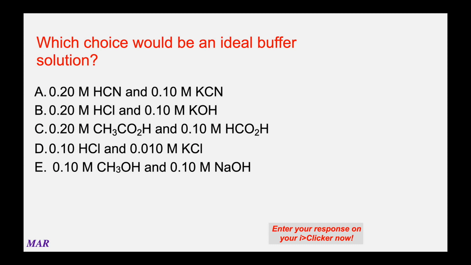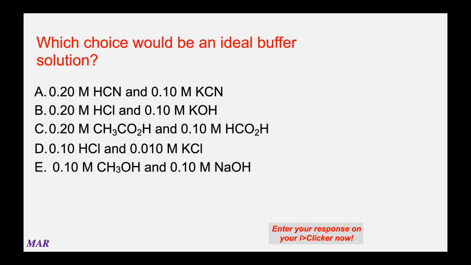In a buffer system, you must have 2 requirements. First of all, the buffers have to have only weak acids and weak bases, no strong acids or strong bases. Strong acids and strong bases push the equilibrium too hard, so they don't coexist well with each other. The other thing you have to have is conjugates. You have to have an acid with its conjugate base or a base with its conjugate acid.